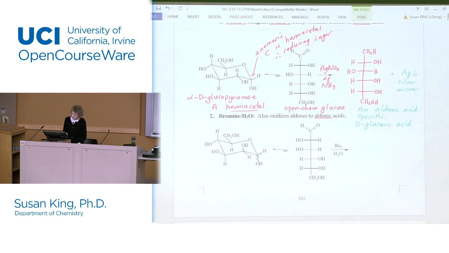So bromine water also oxidizes aldoses to aldonic acids. The product is an aldonic acid again. That would be the generic term. If you make an aldonic acid of glucose, it's gluconic acid. If you make an aldonic acid of mannose, it's mannonic acid. So you kind of get the idea. All right, so this here is the C2 epimer of glucose.